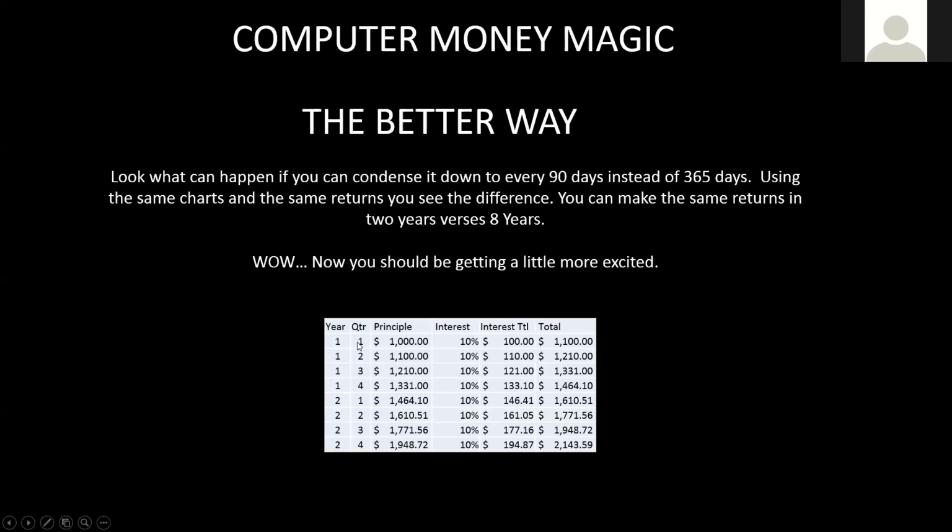So we have 8 cycles here in the quarters. It's 1, 2, 3, 4, 5, 6, 7, 8. And then you can see here year 1 and year 2. And we have the same thing going on at a 10% rate of return. We still double our money, but now it's in 2 years, I'm sorry, instead of 8 years.